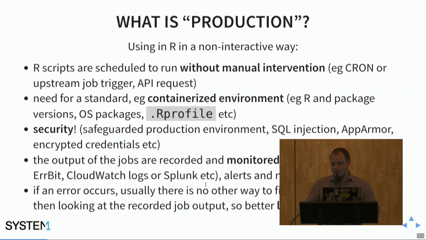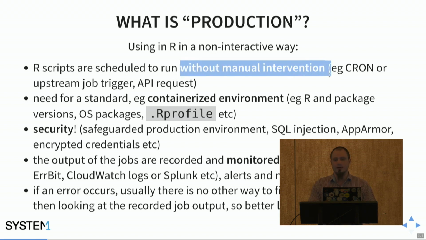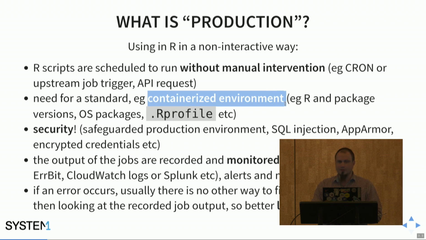So just abstracting this away, I think using R in production is mainly using R without manual intervention. So having a cron or Jenkins or API request trigger the job. Also, you should use some containerized environment. I would like to emphasize it's not as simple as putting everything in a Docker image and you are all set, but you have to fix your R version, your R package versions, your operating system versions.